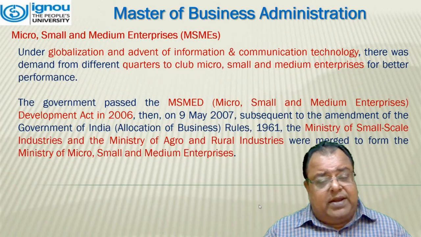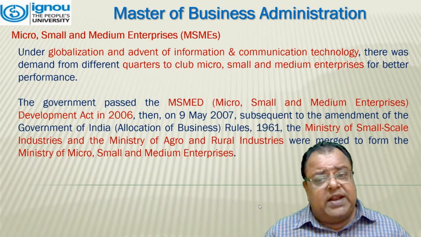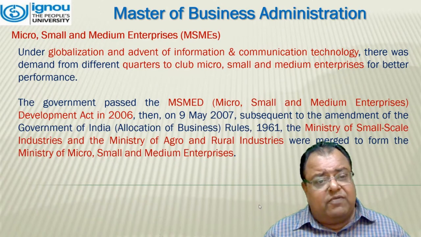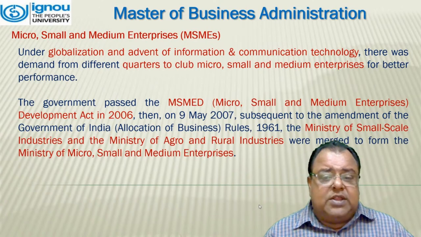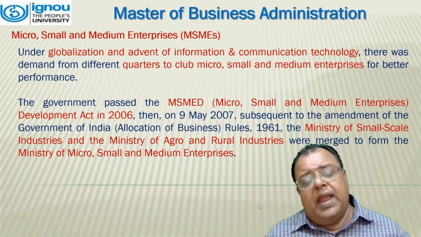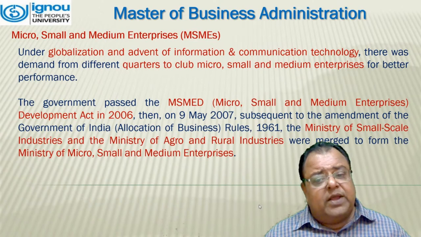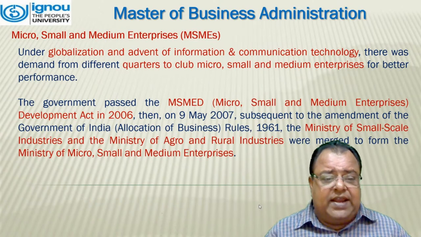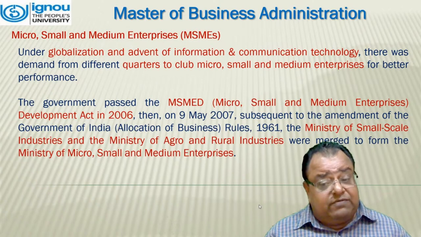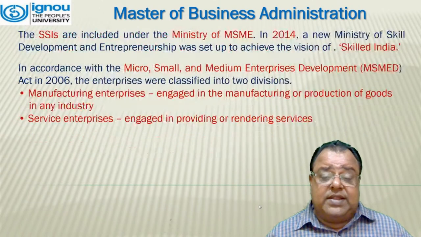Micro, small, and medium enterprises, what we call MSMEs: under globalization and the advent of information and communication technology, there was a demand from different quarters to club micro, small, and medium enterprises for better performance. The government passed the MSMED Act in 2006. And then in 2007, subsequent to the amendment of the Government of India Act 1961, the Ministry of Small Scale Industries and the Ministry of Agro and Rural Industries were merged to form the Ministry of Micro, Small and Medium Enterprises. The SSIs are included under the Ministry of MSME.